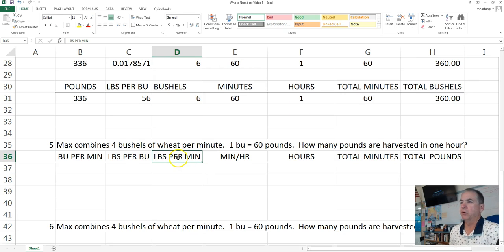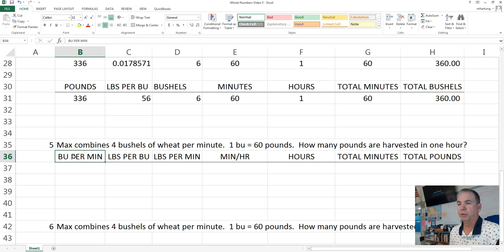So these are the categories that you are going to need to complete this problem. We have, starting in column B, bushels per minute, pounds per bushel. It's given to us right here. Pounds per minute, we'll need to calculate that. As we've been doing in our previous problems, we're converting our hours to total minutes. So what you'll want to do is go ahead and pause the video to complete this. I'll give you some notes here.